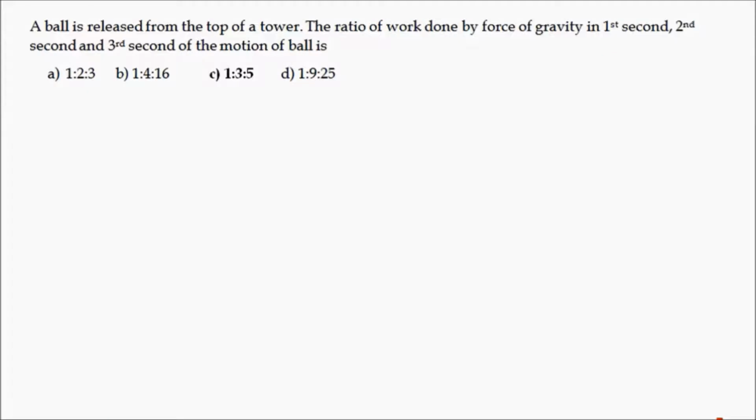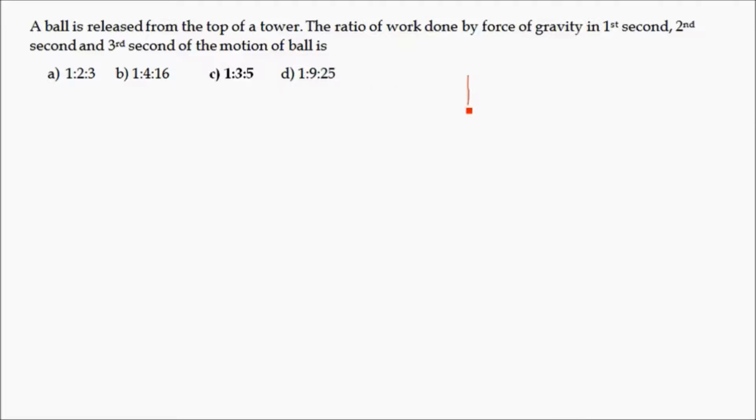A ball is released from the top of a tower. Find the ratio of work done by the force of gravity in the first second, second second, and third second of the motion of the ball. You have to calculate the ratio. So first we will derive the formula for the displacement of a ball during consecutive time intervals, like in the first second, second second, and so on.